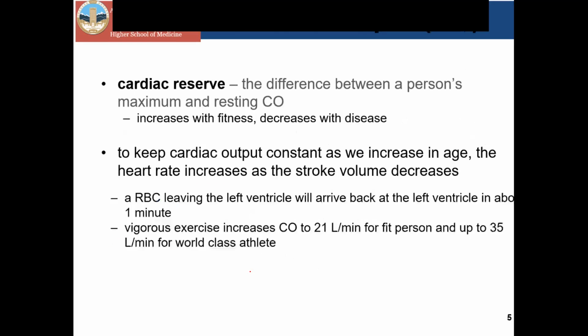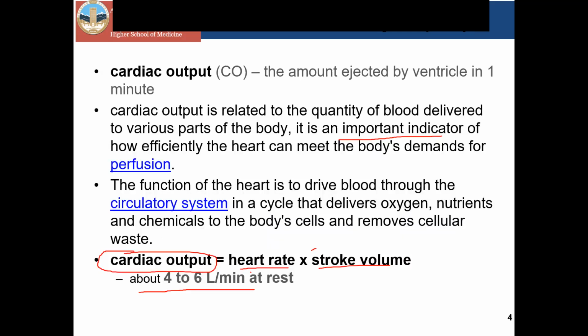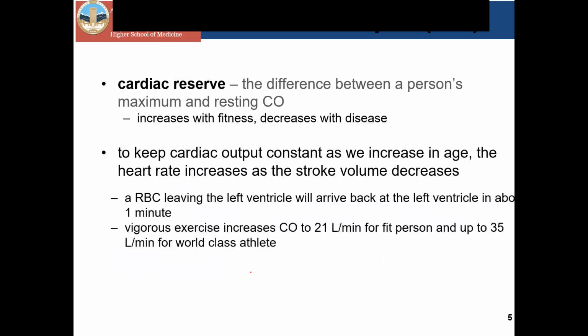That's why cardiac output will decrease too. And cardiac reserve is the difference between your maximum cardiac output when you do some exercises and your resting one. Okay, this is your cardiac reserve. For example, your maximum cardiac output during exercise will be 6 liters per minute, and your resting cardiac output will be 4. And 6 minus 4 will be 2 liters per minute. It will be your cardiac reserve.